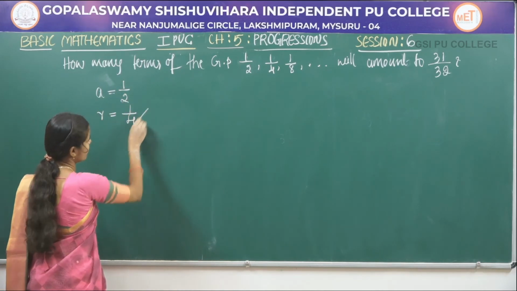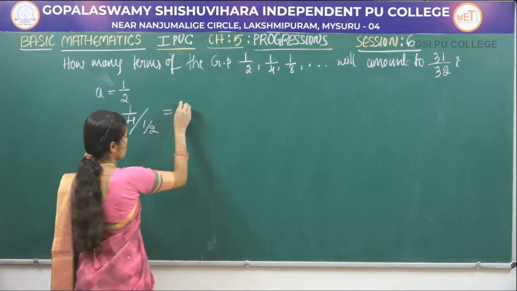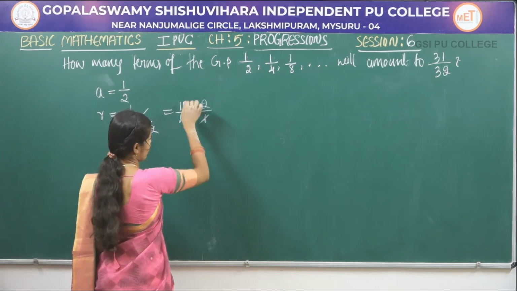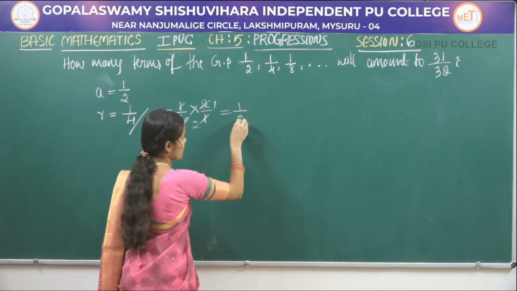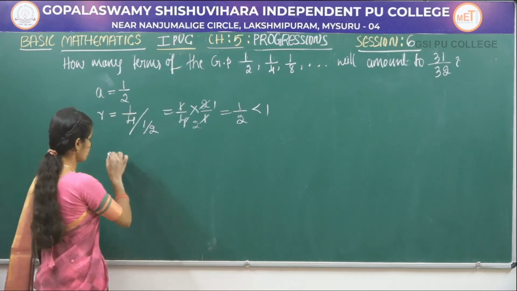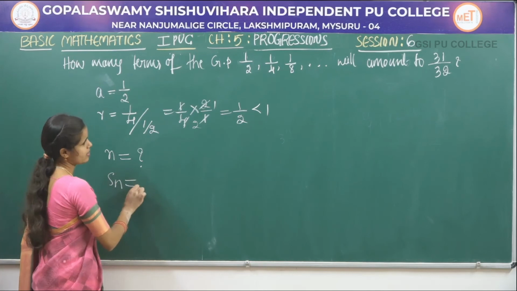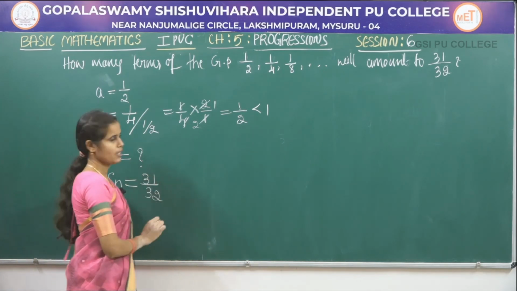R is equal to the second term, 1 by 4, divided by the first term, 1 by 2. So 1 by 4, take this term into the numerator, it becomes 2 by 1. So 2 1s are 2, 2 2s are 4. So R is equal to 1 by 2, less than 1. So we want the value of n. Let Sn be equal to 31 divided by 32.